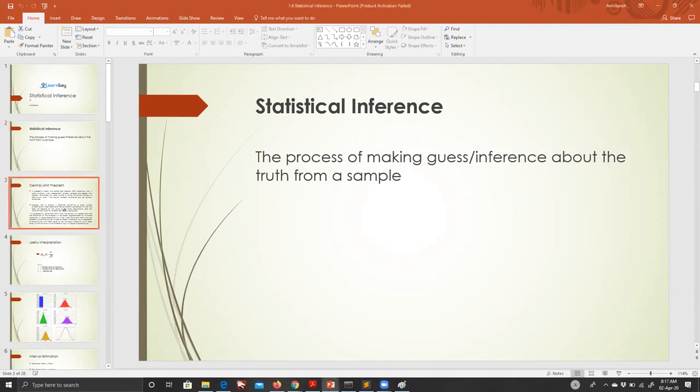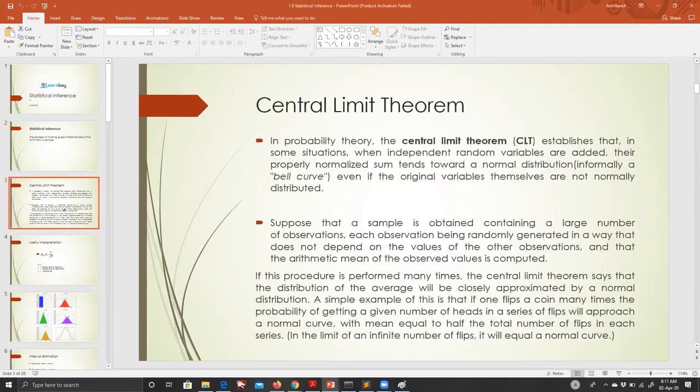Okay, let's start with the basics. In statistics, and I was very surprised to learn when I learned myself, in probability theory there is something called the central limit theorem, which basically establishes that in some situations when independent random variables are added, their properly normalized curve tends towards a normal distribution. Informally, people like to call it a bell curve, even if the original variables themselves are not normally distributed.